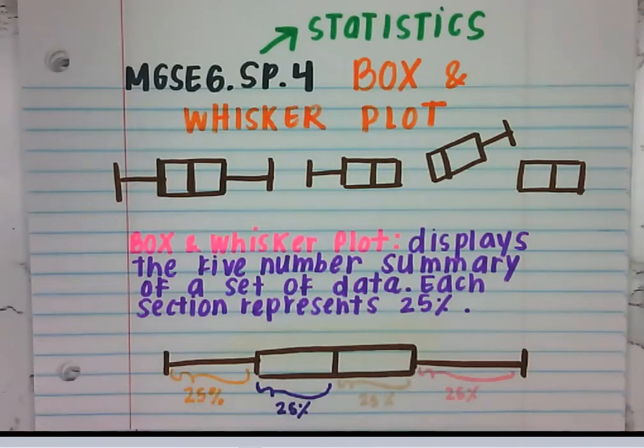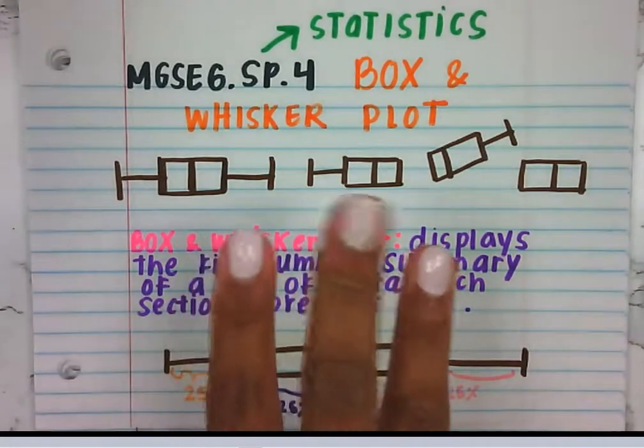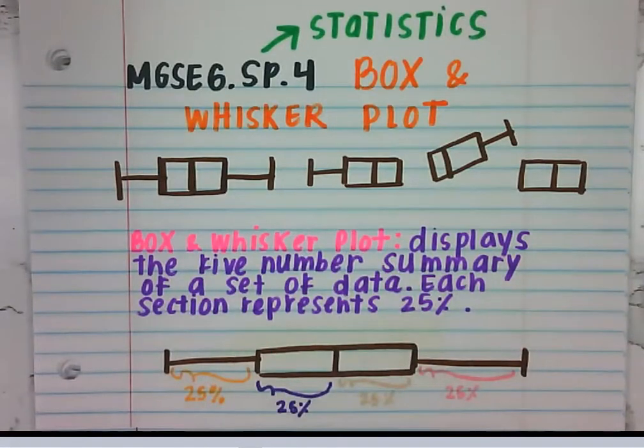But I want you to say to yourself right now, you can say it in your mind, this is going to be easy. Say it to yourself. This is going to be so easy. We already know, so a box and whisker plot displays the 5-number summary. We already know 3 of those numbers. We've already been looking for those numbers, so this is going to be so simple.